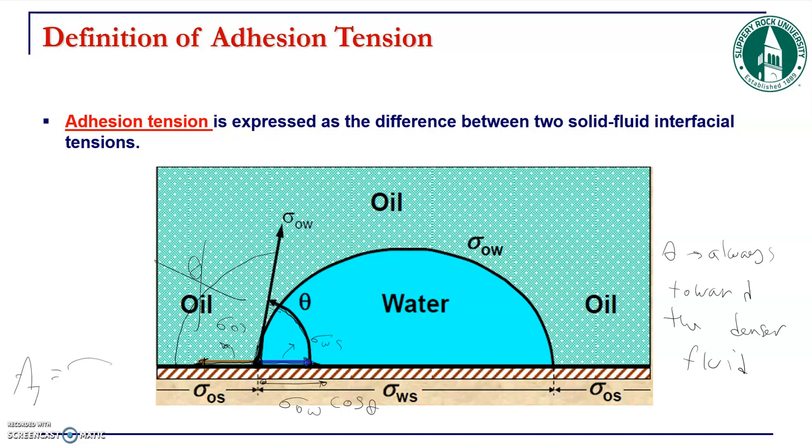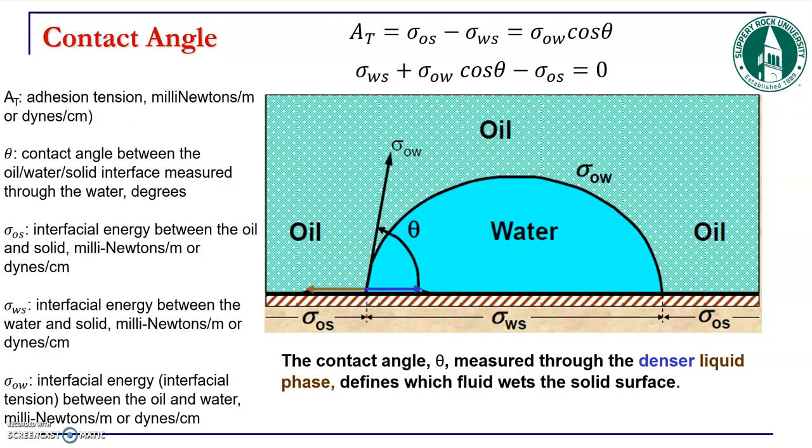And that's basically the difference between the oil-solid interfacial tension and the water-solid interfacial tension. Now the force balance for this is pretty straightforward. That's sigma WS again, minus sigma OS plus sigma OW cosine theta is equal to 0, because there is an equilibrium there. So in that case, sigma OS minus sigma WS becomes sigma OW cosine theta, and this was the definition of adhesion tension. So adhesion tension is equal to sigma OW, which is the interfacial tension between oil and water, multiplied by the cosine of theta. Theta is called contact angle.